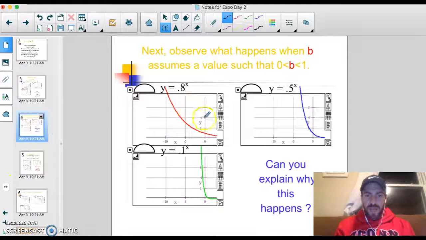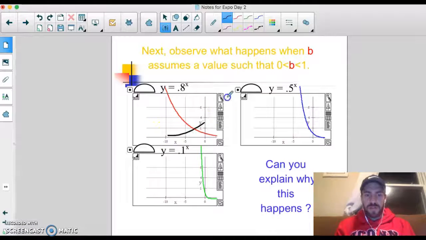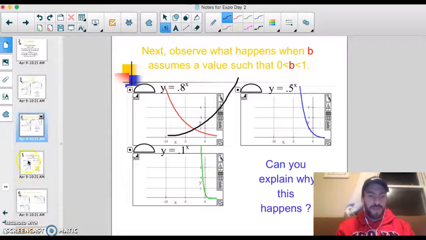So now we have flipped over. Remember, increase looked like this. Now we flipped it over the y-axis, and now we have decay.